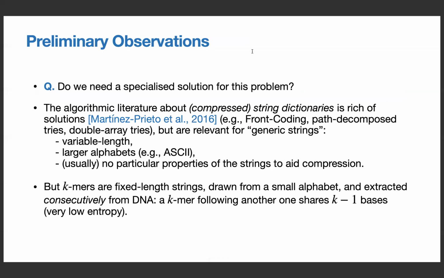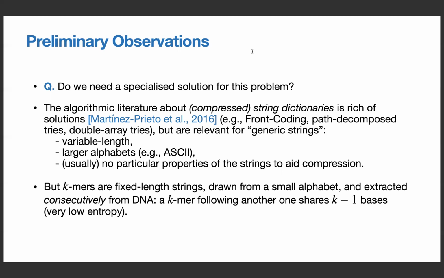Let's start with a preliminary observation. In general, the algorithmic literature is rich in solutions regarding the string dictionary problem, but such solutions are relevant for generic strings, I would say. And by generic, I mean that they are of variable length, usually drawn from larger alphabets, for example the ASCII set of characters, and usually they do not feature specific properties to aid compression.